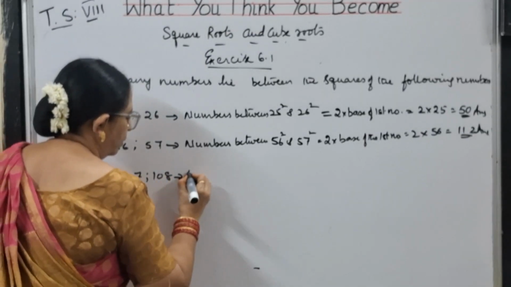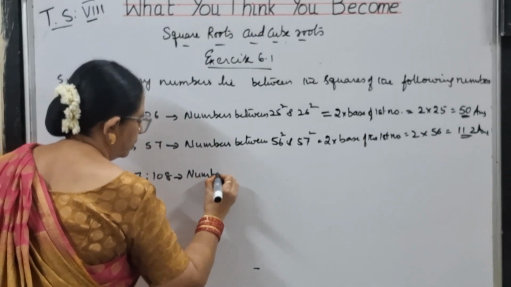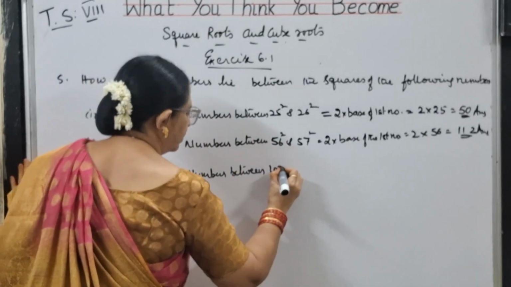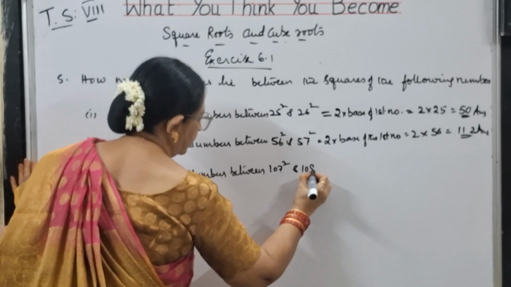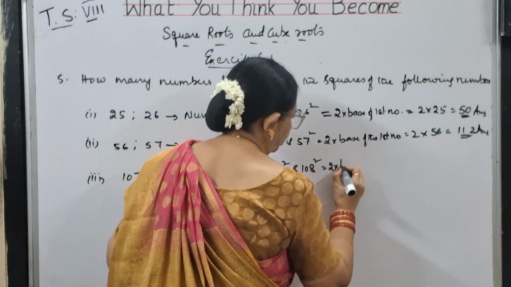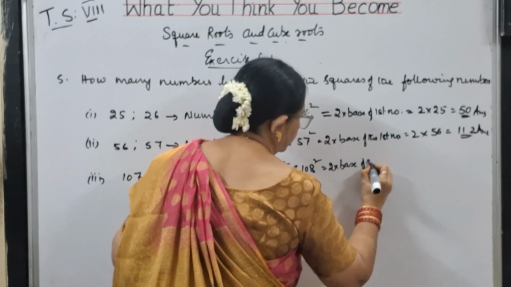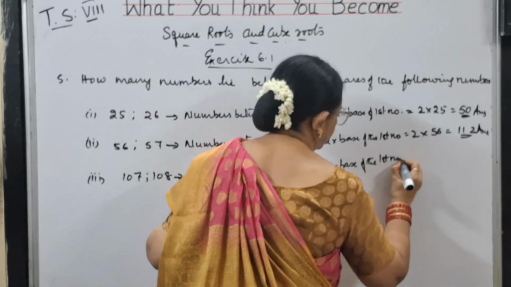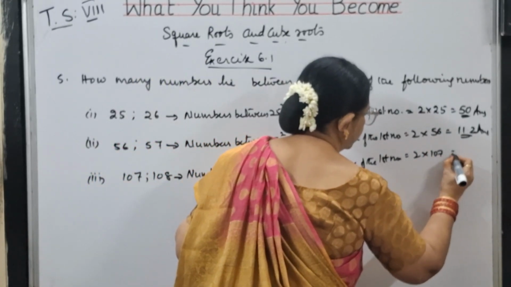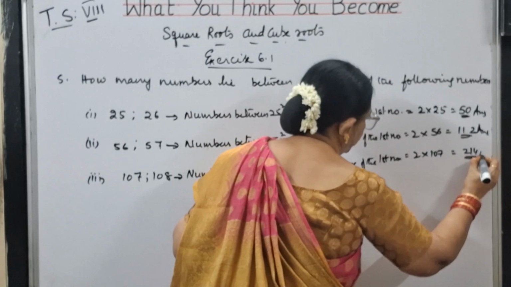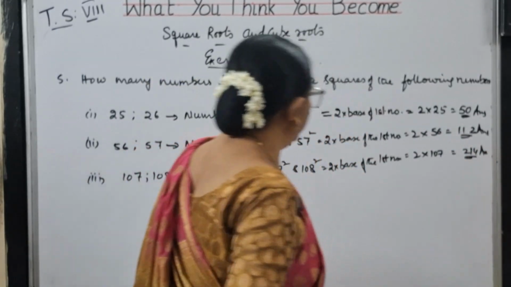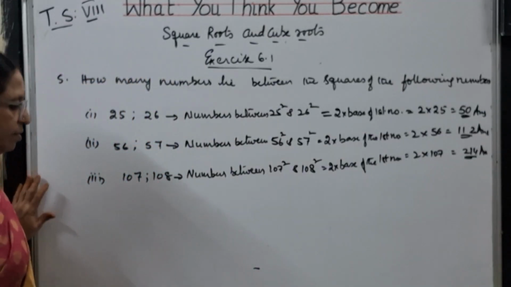And this is also numbers between 107 square and 108 square. This is what he is asking. This is nothing but 2 into the base of the first number. So 2 into the base of the first number is 107. 2 sevens are 14, 2 ones are 2. 214 numbers will be there in this problem, children. Please note it down. This is the fifth one.